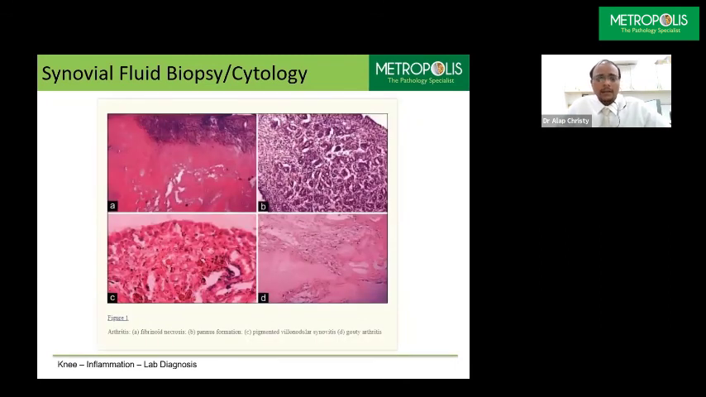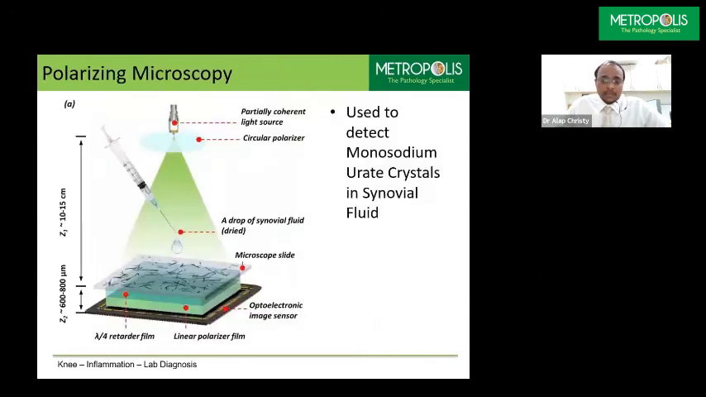And then comes your classic biopsy, where basically you have a histopathological examination. As you can see, the stages for fibroid necrosis, pannus formation, granular synovitis, and then you can also detect gouty arthritis. So that remains the mainstay as far as the definite diagnosis is concerned. But that's invasive because it involves an arthroscopy.